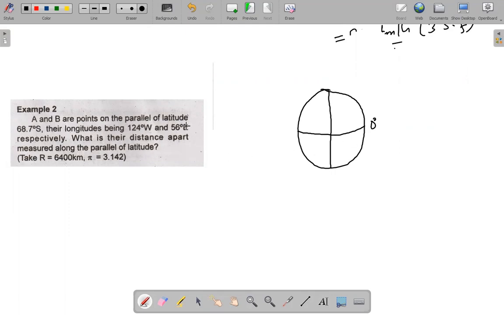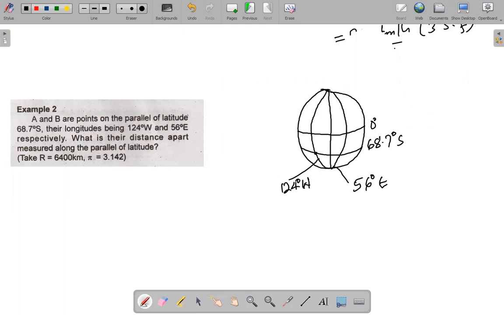A and B are points on the parallel of latitude 68.7 degrees south. Let's assume this is 68.7 degrees south. Their longitude being 124 degrees west, and 56 degrees east, respectively. What is their distance apart measured along the parallel of latitude?